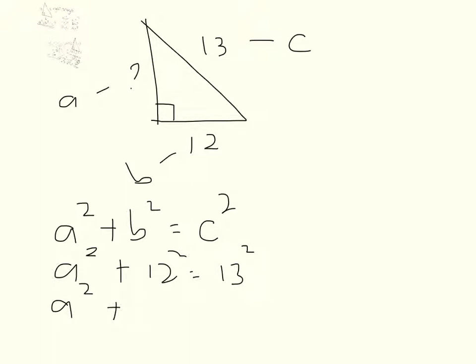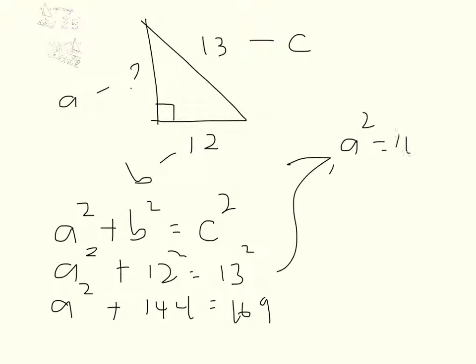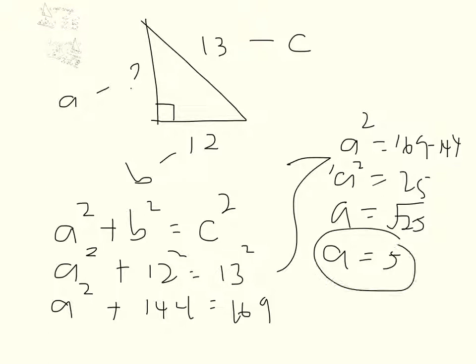You should know the squares of some numbers. This is 144 and this is 169. This means A squared is equal to 169 minus 144, and this is basically 25. If A squared is equal to 25, that means A is the square root of 25. Technically it's plus or minus, but we're computing for the sides of the triangle, so you can just take the positive number. So A equals 5. The side missing here is equal to 5. Okay? So that's how you do this.